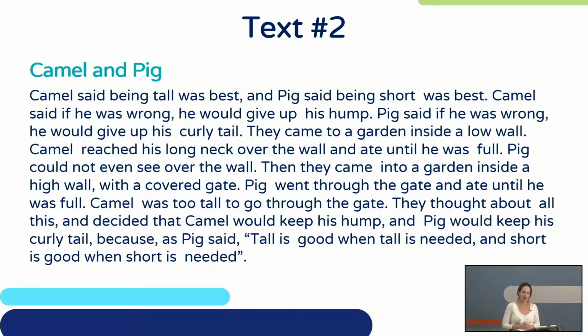Then they came into a garden inside a high wall with a covered gate. Pig went through the gate and ate until he was full. Camel was too tall to go through the gate. They thought about all this and decided that Camel would keep his hump and Pig would keep his curly tail, because as Pig said, tall is good when tall is needed and short is good when short is needed.